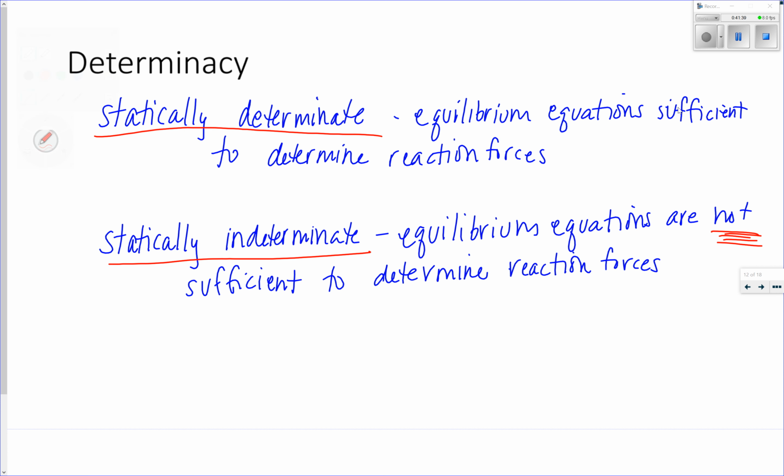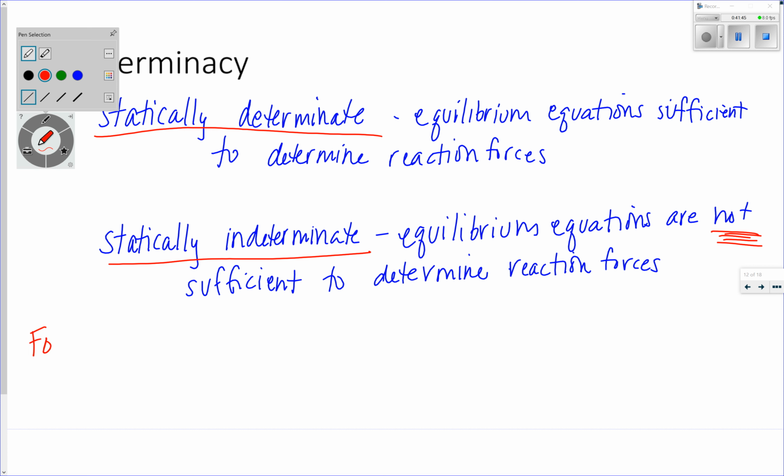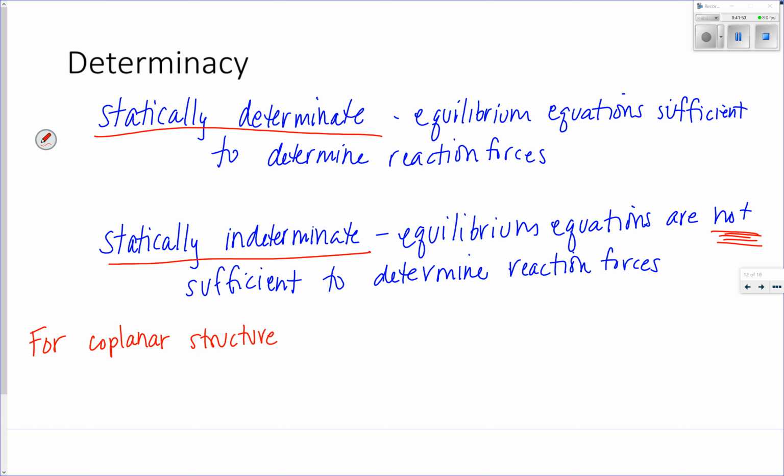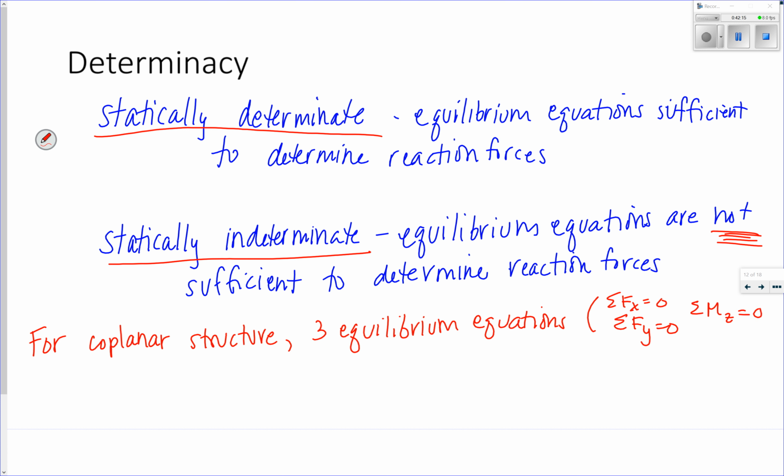For a coplanar structure, I have 3 equilibrium equations. We just talked about them. They are the sum of the forces in the horizontal direction, the sum of the forces in the vertical direction, and the sum of the moments about Z. Those are my 3 equilibrium equations.